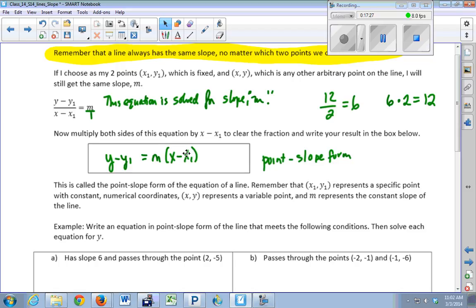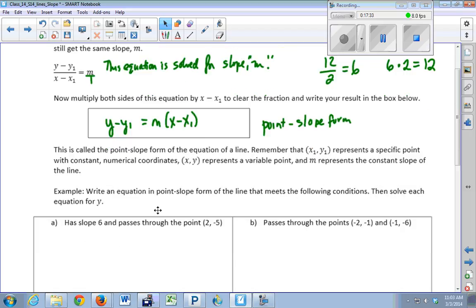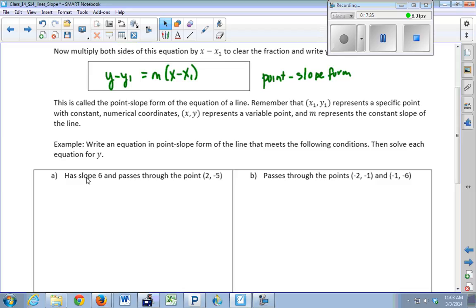You don't have to simplify it. You don't have to solve it for y. That's all you have to do. So let's take a look at how we would do this first problem right here. Write an equation. Notice it says write an equation in point slope form that meets the following conditions. Then solve the equation for y.